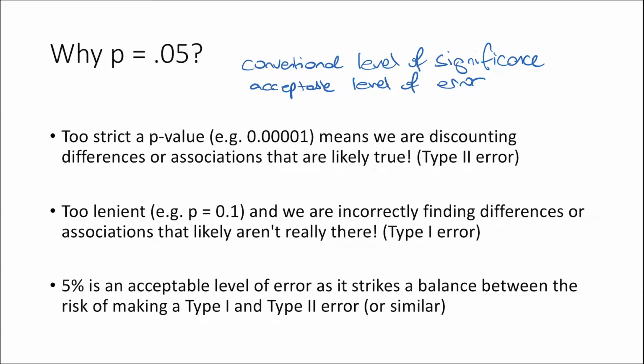So why 0.05? I'll come back to this slide in just a minute, but it strikes a balance between making what's called a type 1 or a type 2 error. So I just want to go through a few analogies with you, and then we will come back to this slide in just a second.